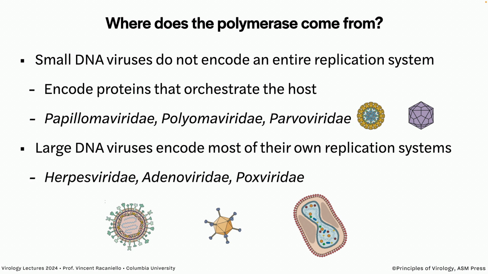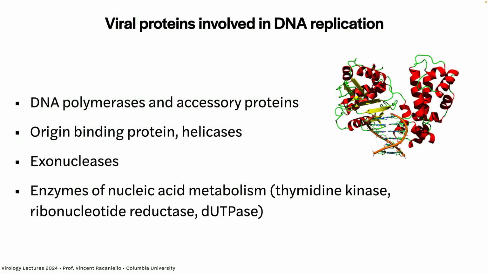But the large DNA viruses encode much of their own replication system. Adenoviruses encode a DNA polymerase, but not everything, whereas herpes and pox encode everything needed for DNA synthesis, including a DNA polymerase. So that's where the DNA polymerase comes from. And there are other proteins involved in DNA replication. There's the DNA polymerases, of course, the DDRP. There are accessory proteins. It could be viral or host. There's typically an origin binding protein. The origin of DNA synthesis is where synthesis begins, and there are proteins that bind to it. You'll see in a moment.